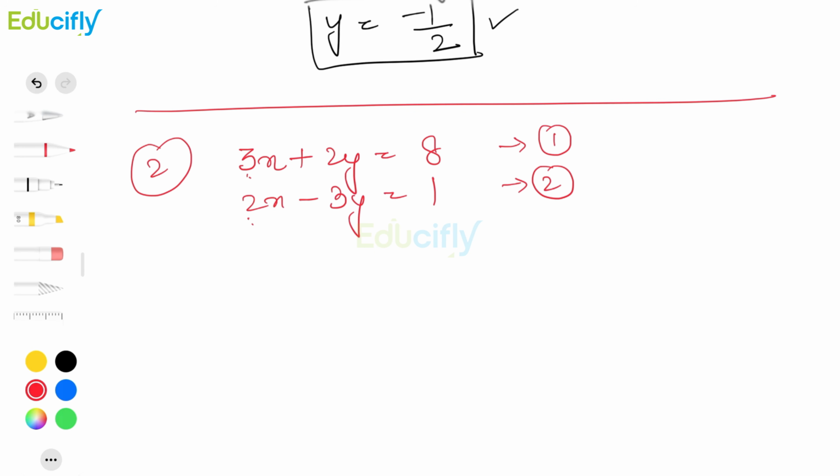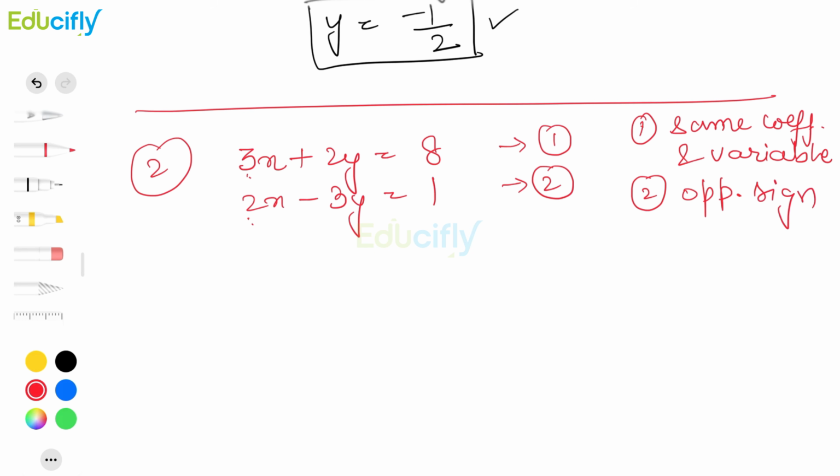Now I have to make the same coefficient in this. This is a very important step. As I can see, my second point is already valid for y. I'm just making it more clear to you that I had said same coefficient and variable. If it does not have that, please make it. I'll tell you how we make it. And second thing, I said that it should have opposite sign. So I can see the opposite sign is already here.